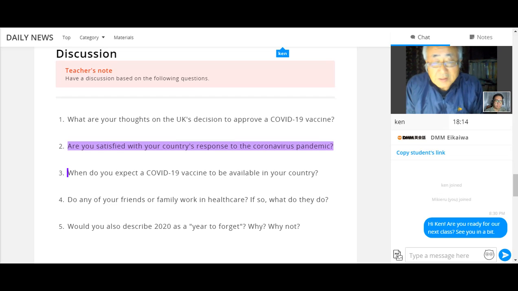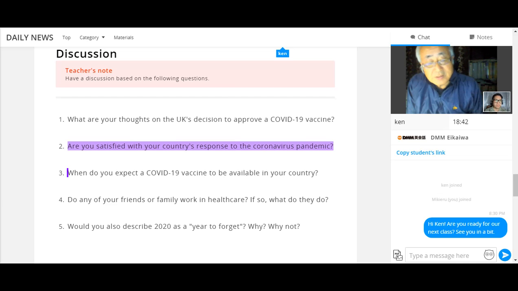Not to go out in public, in the crowd, in the busy area. They don't have any other measures. That's why I'm not satisfied with our country's response to the coronavirus pandemic, especially our government's response, which is so poor.